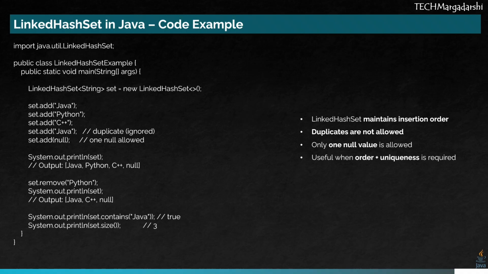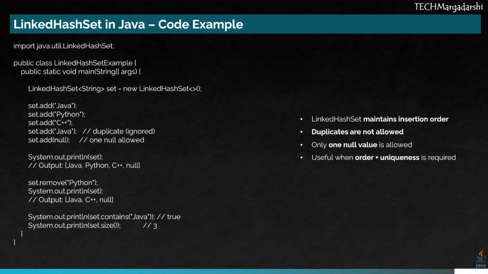We also add a null value. LinkedHashSet allows only one null element. When we print the set, notice that the output maintains the insertion order: Java, Python, C++, and null. Next, we remove the element Python, and the updated set reflects the change while keeping the order intact.